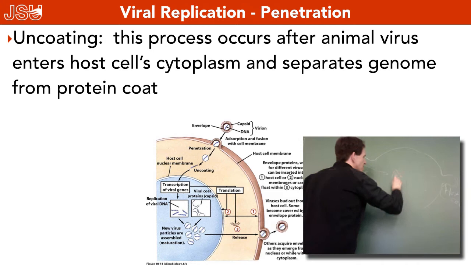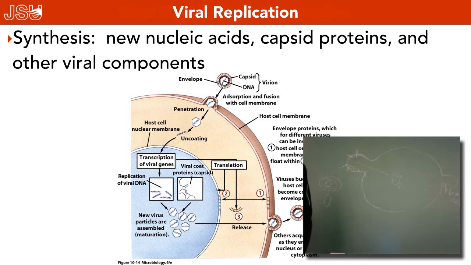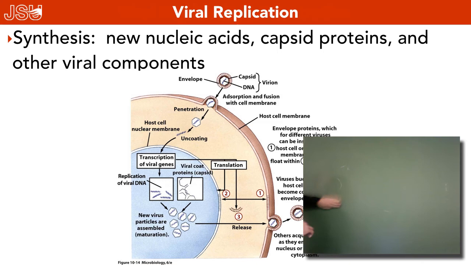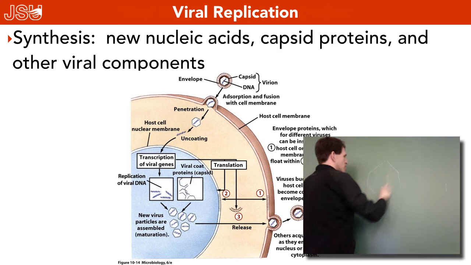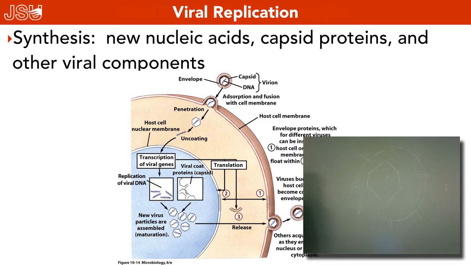All right, then is synthesis. Synthesis, the virus will start taking over the host machinery, if you will. It's going to start making what, do you think? Well, let's think about a virus. Let's go back to the idea. What is a virus? DNA or RNA, and we're going to talk about specific types of viruses here in a second. But we know we have some type of nucleic acid in it, right? Either DNA or RNA. That's one thing it's going to make.